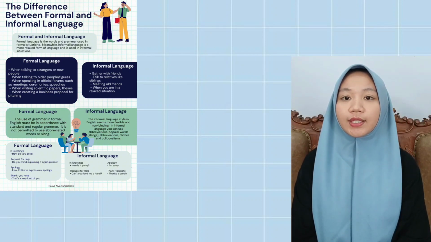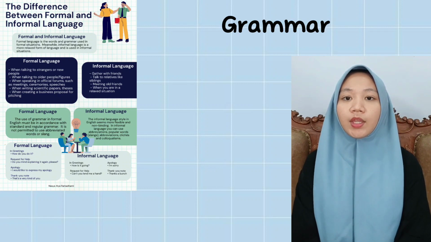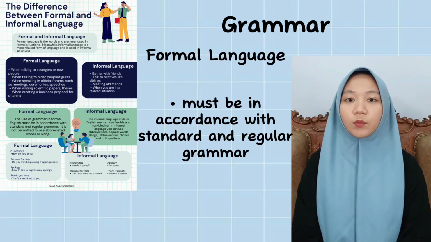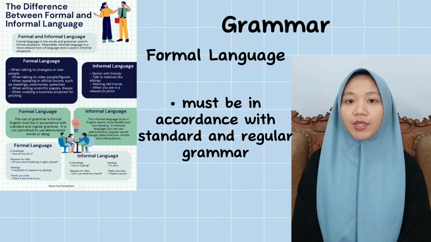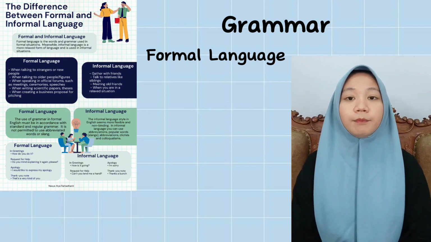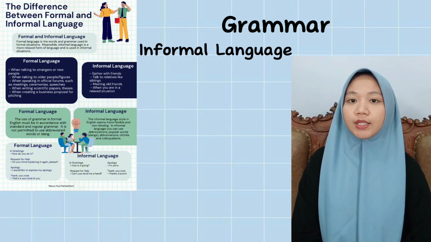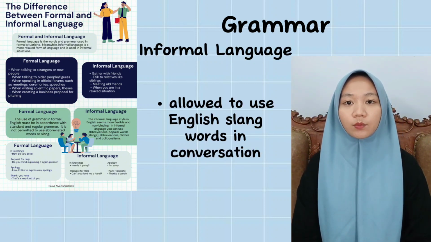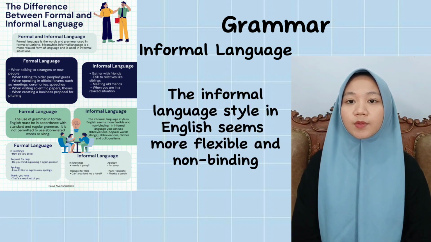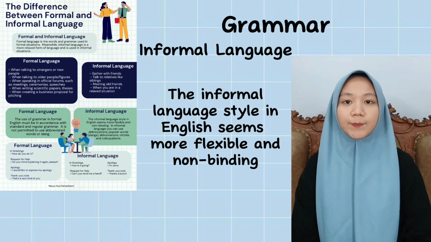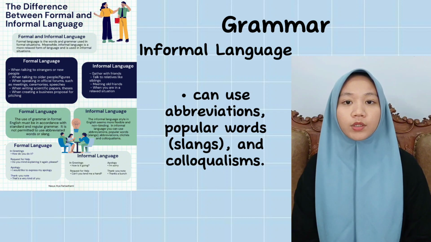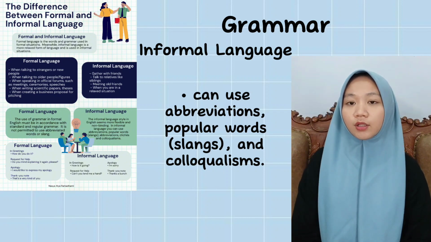And we can see the second difference from grammar. The use of grammar in formal English must be in accordance with standard and regular grammar. It is not permitted to use abbreviated words or slang. Meanwhile, in informal English, you are allowed to use English slang words in conversation. The informal language style in English seems more flexible and non-binding. In informal language, you can use abbreviations, popular words or slang, and colloquialisms.